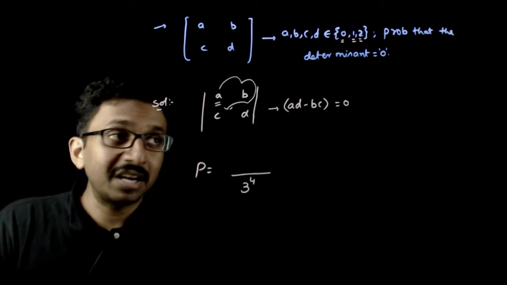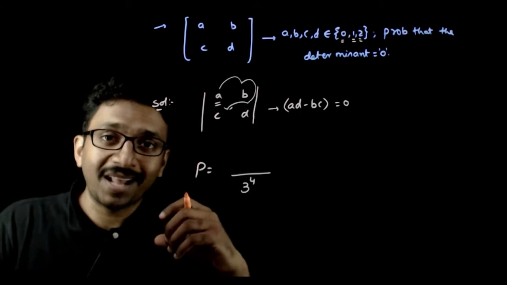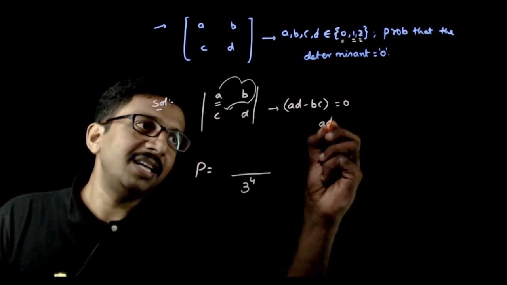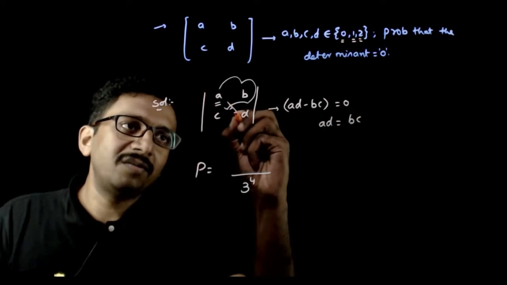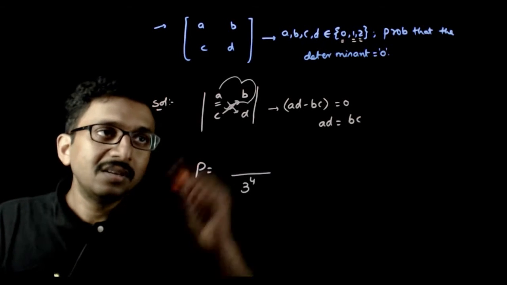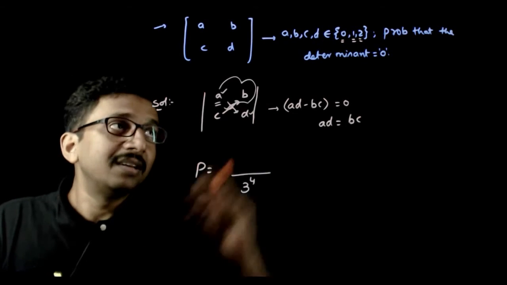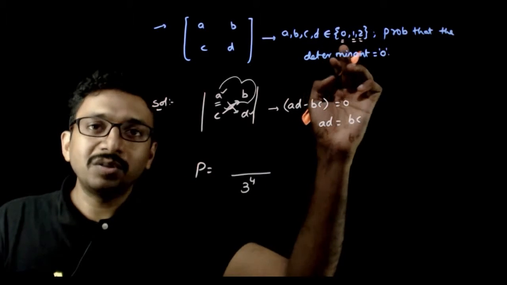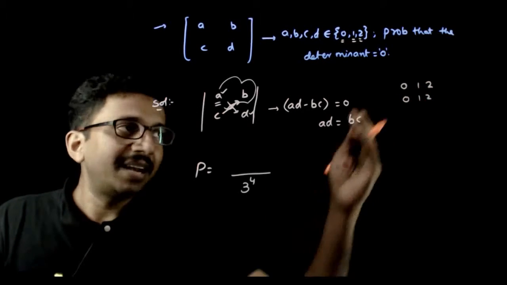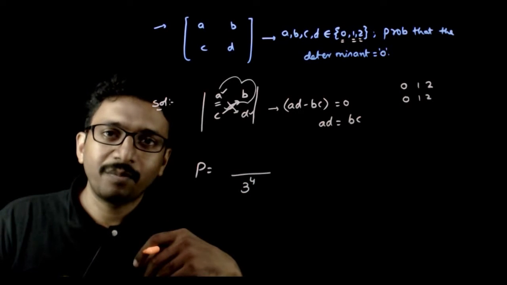Out of these determinants, how many are equal to 0? For that, let us do the analysis. AD minus BC has to be equal to 0, that is, AD is equal to BC. That is, the product of these two has to be the same as the product of these two. Now, if you take A and D, how many different products are possible? We know that A and D belong to 0, 1, 2. If you multiply one set with the other, how many possible products are possible?